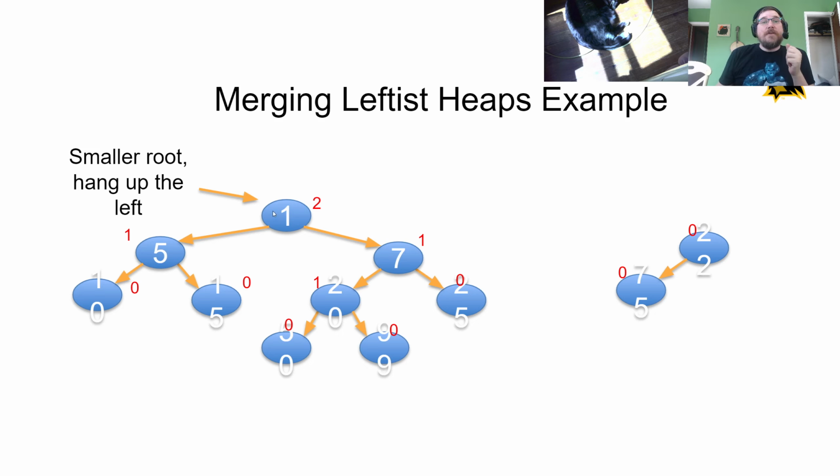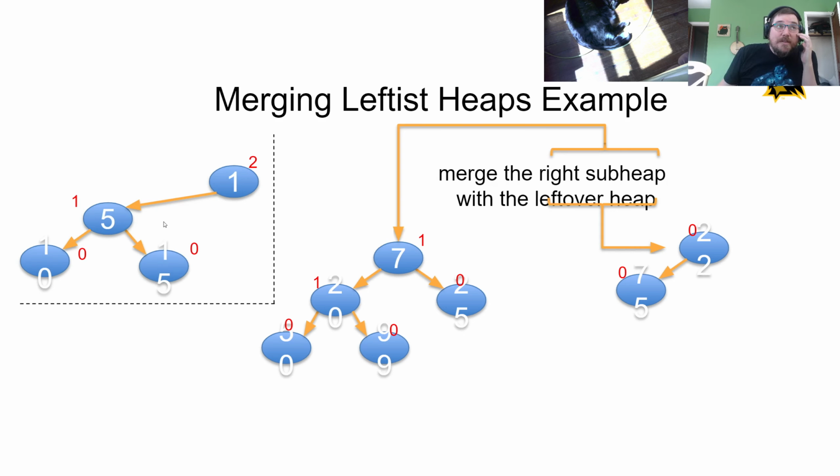So this is a smaller value. These are min trees, so it's going to be the new root. So what do we do? If I have no left child, I'll put the other tree on my left. However, that's not the case. So what I'm going to do is merge my right child 7 with this other tree here.